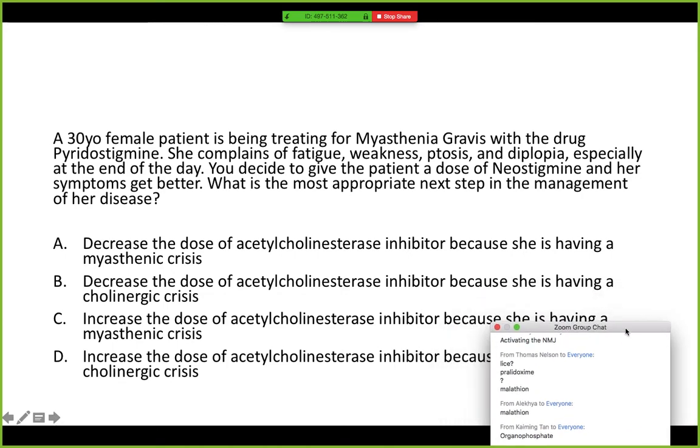Okay, so you have a 30-year-old female being treated for myasthenia gravis with pyridostigmine. She complains of fatigue, weakness, ptosis, and diplopia, especially in the day. You give her neostigmine and her symptoms get better. What is the most appropriate next step?